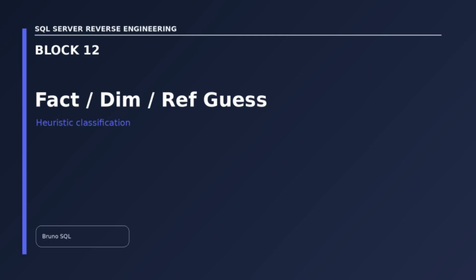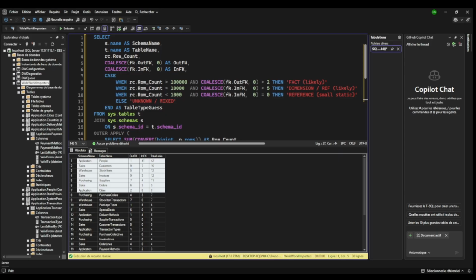At this point, I don't just want a structure. I want meaning. So let's use a heuristic way to guess table roles with three hypotheses. Big tables with many outgoing links often look like facts. Tables referenced a lot often look like dimensions, and small isolated tables often look like reference or lookup tables. It's not perfect, obviously, but in a real project, it's a great compass. And honestly, it's always better than most documentation.